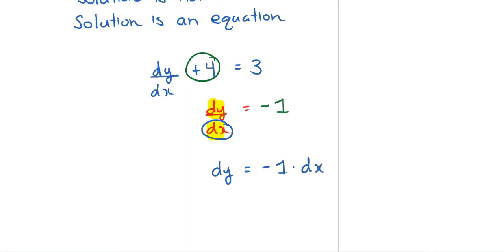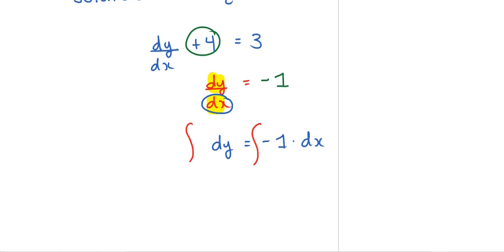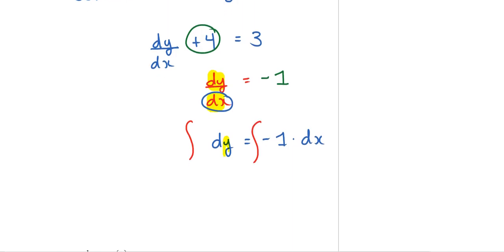All right, now I can take the antiderivative. I can take the antiderivative because I have only one variable on each side of the equation, right? So the dy right here goes with the Superman sign. The dx goes with the Superman sign. So those things are like an item, okay?